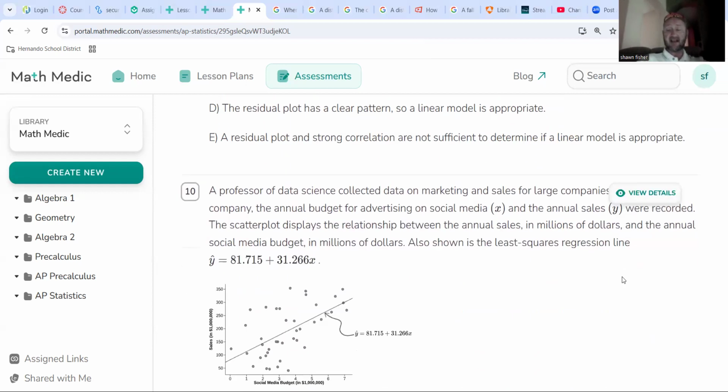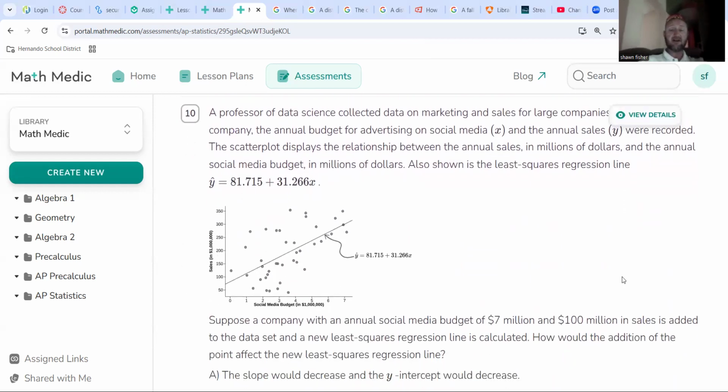All right, number 10, last one, last one. All right, this is interesting. So 9 and 10 are based on least squares regression. Now, this is the original data, social media budget, and then what was their sales, on the y-axis. So suppose there's a company, we got all this data right here.